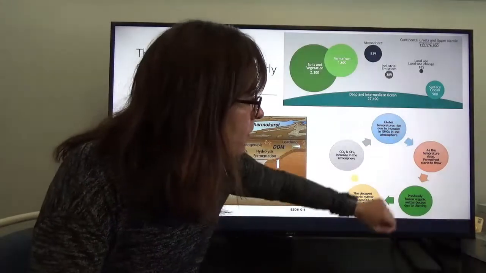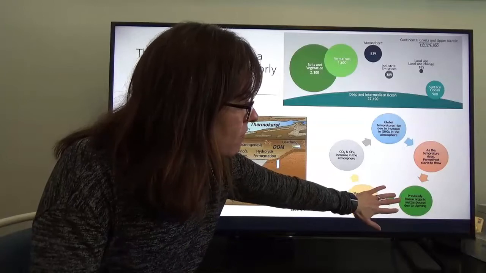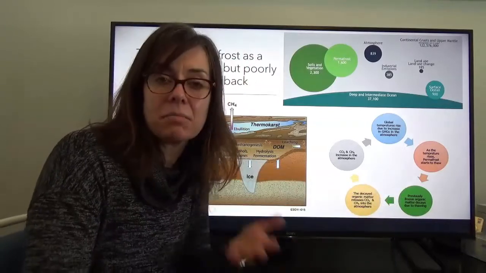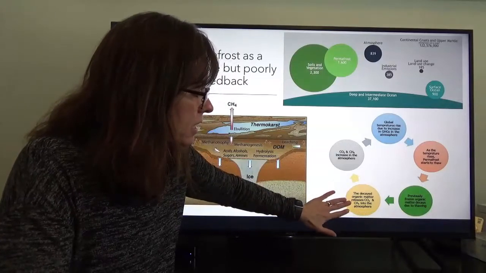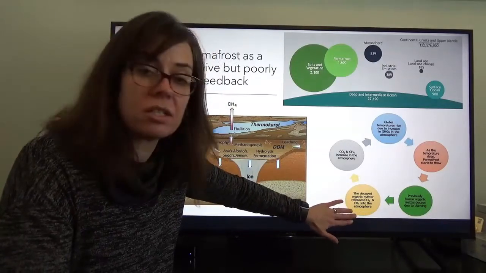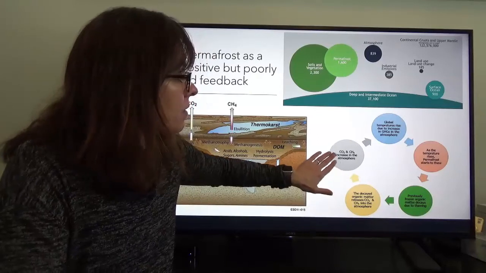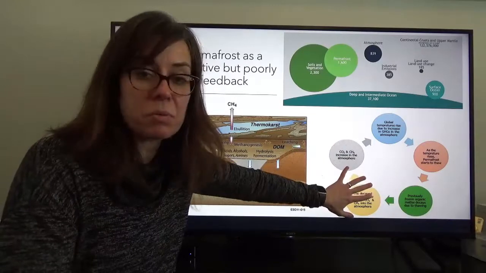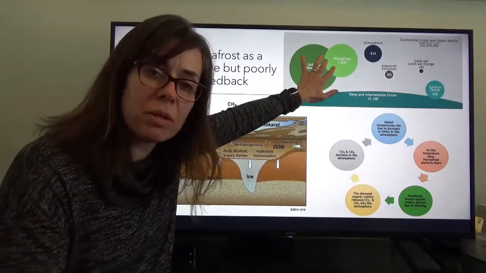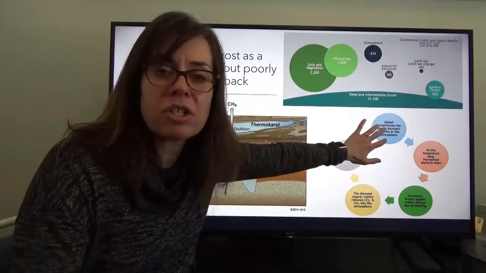Okay, so permafrost starts to thaw. Previously frozen organic material decays because it's thawing. This decayed matter releases CO2 and methane into the atmosphere. The CO2 and methane increase in the atmosphere because of this release from this massive pool of carbon in permafrost soils, feeding back to global temperatures.